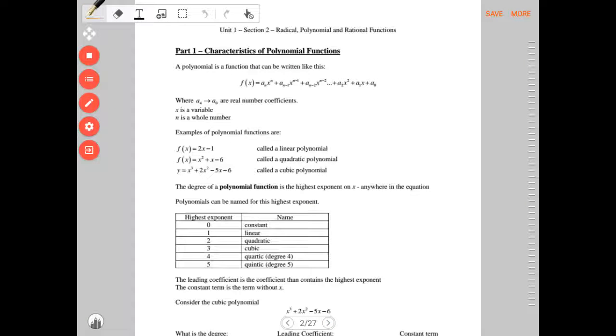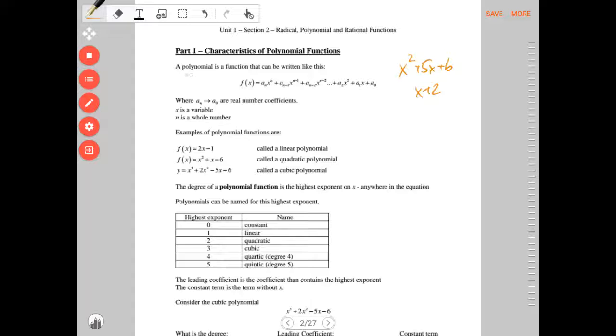Part 1, characteristics of polynomial functions. Now, we've been working with polynomials for a really long time. We just haven't really called them that for a while. So all the stuff like x squared plus 5x plus 6, that was my example earlier, that is a polynomial. x plus 2 is a polynomial. So we've been doing these a long time.